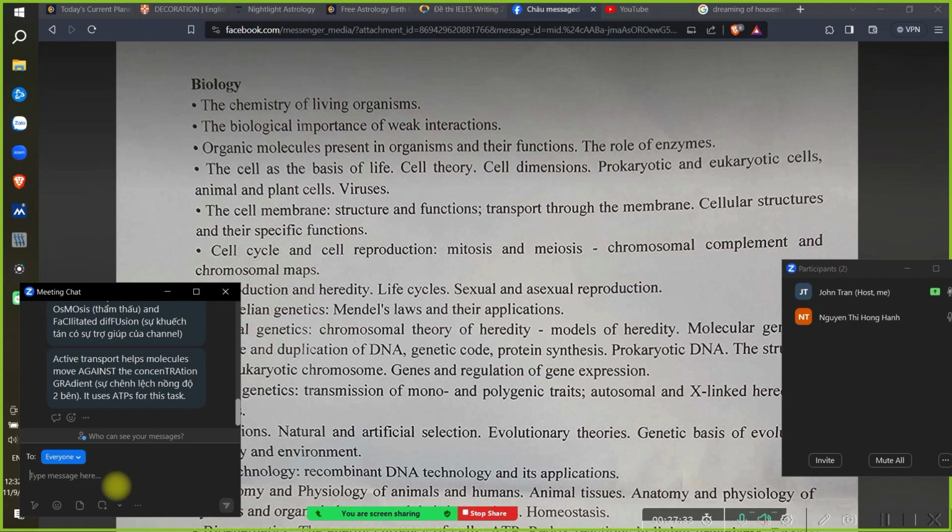Well, because sometimes molecules cannot enter the cell easily. They need help with the channels, and that is facilitated.